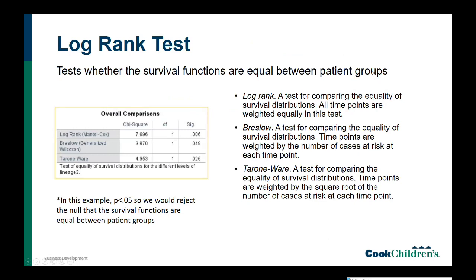So this is the log rank test, and this is what the output looks like when you are comparing between patient groups. So if you're comparing the different treatment groups or B cell versus T cell, it tests whether the survival functions are equal between the patient groups. If you, for example, have a significant p-value, we would reject the null that they are equal.